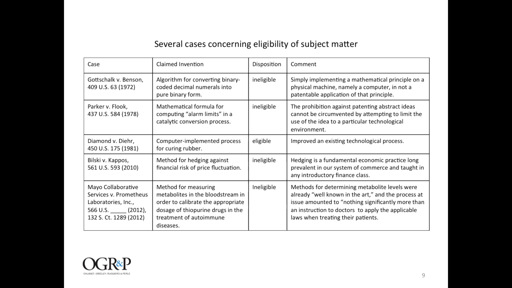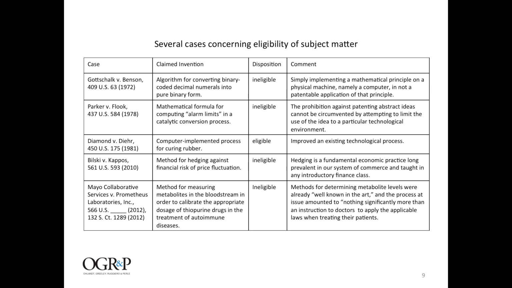The easiest thing for me to do at this point is to go through each of the 5 cases and read what I've placed into the table. For the first case, I'll just refer to it as Benson. The claimed invention was an algorithm for converting binary-coded decimal numerals into pure binary form. Mathematical algorithm, Jason, okay? It was found to be ineligible for patentability, and a comment that I don't recall whether this is my own comment or whether I lifted this from the case, but it's most likely that I lifted it from the case and maybe paraphrased it a little bit.